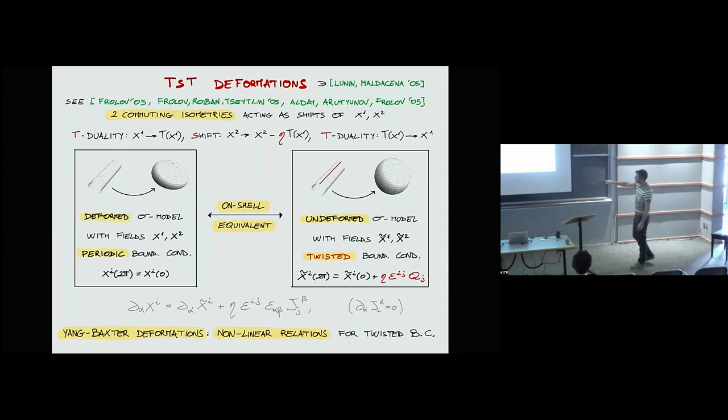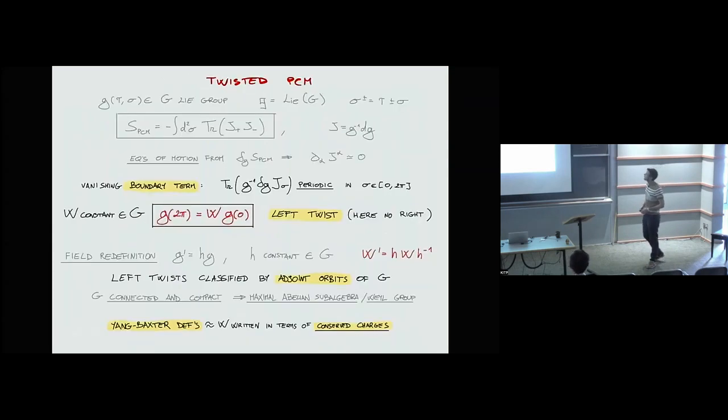So for Yang-Baxter deformations, the setup will be similar. It will be a generalization because the relation among the fields to implement the twisted boundary conditions will be nonlinear. And that will be a consequence of the fact that these Yang-Baxter deformations exploit a non-abelian algebra of isometries in general. So I'd like to jump immediately to this twisted picture, even before introducing the definition of the Yang-Baxter deformation, so that you already know what to expect.